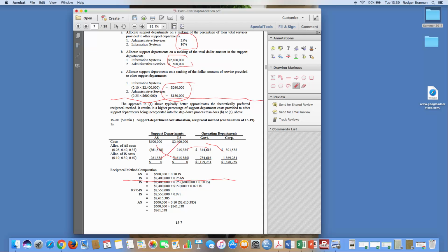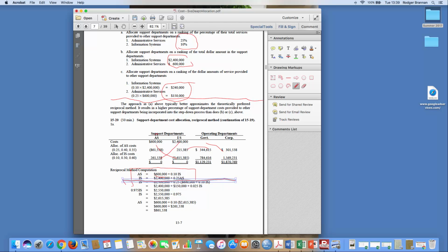And in our case, what you're going to need to know how to do would be what I've set up here to create these so-called equations. Now, remember, I talked in terms of direct and allocated cost. So when I talk in terms of administrative services, it has $600,000 of its own direct cost. Information services likewise has $240,000 of its own administrative cost.